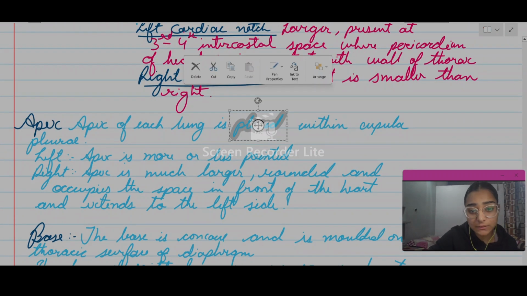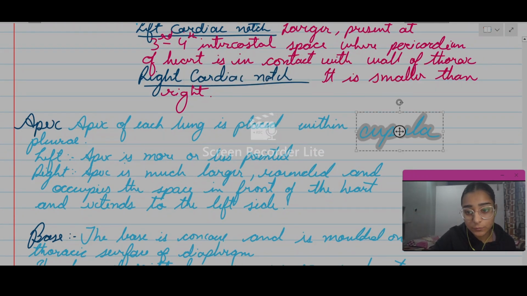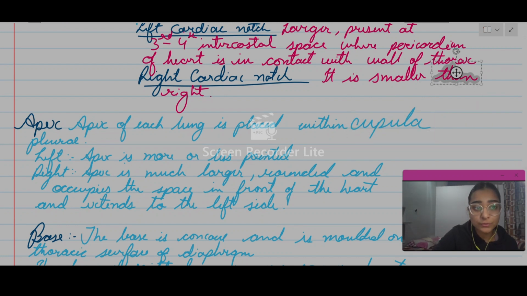Apex of the lung is placed within the cupula pleura. So do remember this point. This is also important for exam. This cupula pleura is important point. So apex of each lung is placed within the cupula pleura.